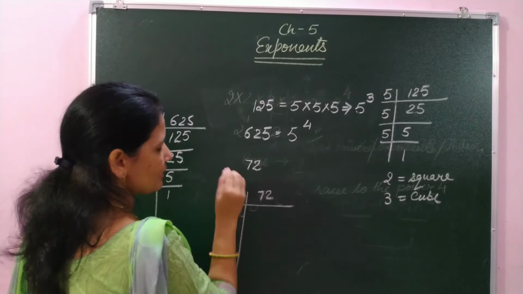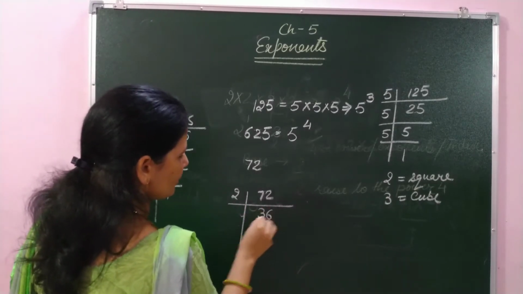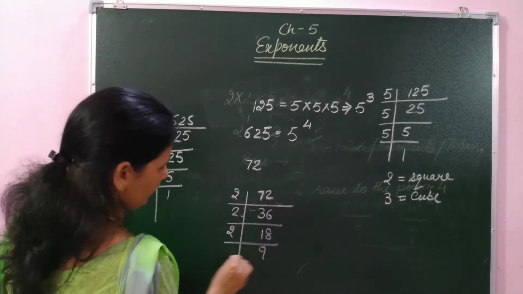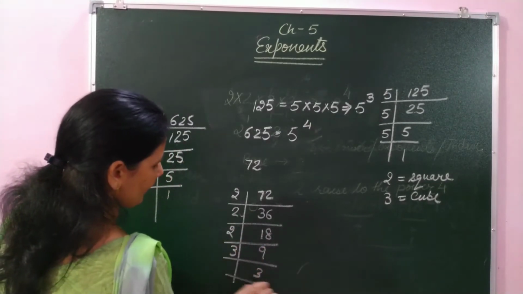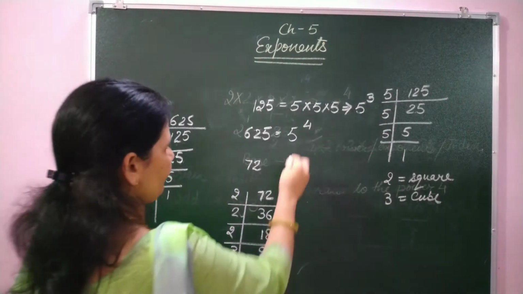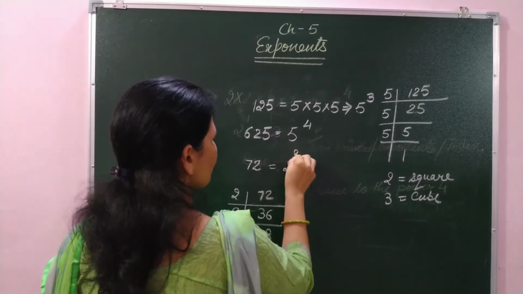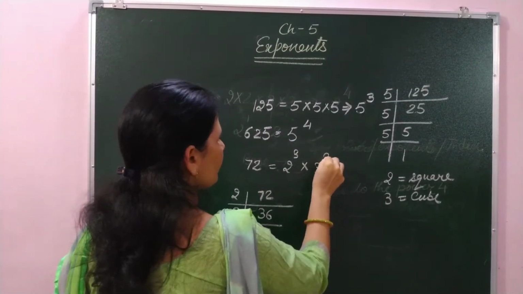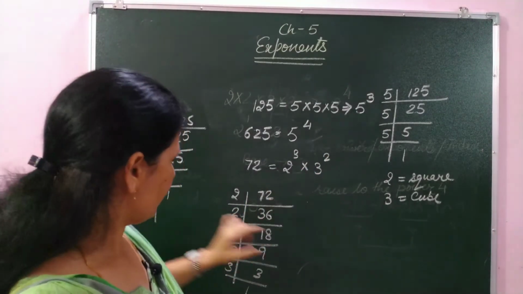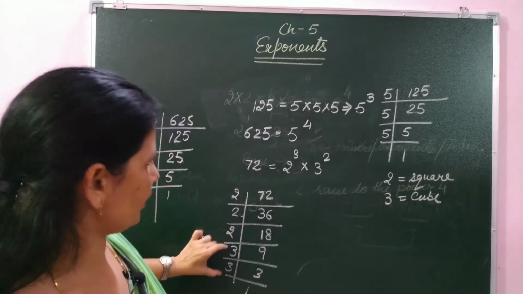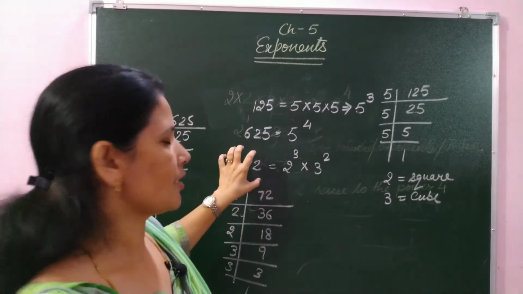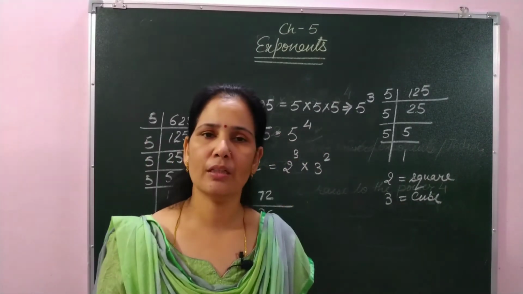72. Start with 2. 2 3s are 6, 2 6s are 12. 2 8s are 16, 2 9s are 18. 3 3s are 9 and 3 1s are 3. So we observe that the number is 2 raised to the power 3 and 3 raised to the power 2. We write this exponential notation like this, because 2 repeats 3 times and 3 repeats 2 times. Okay, so in this way students, we convert a simple number into exponential notation.